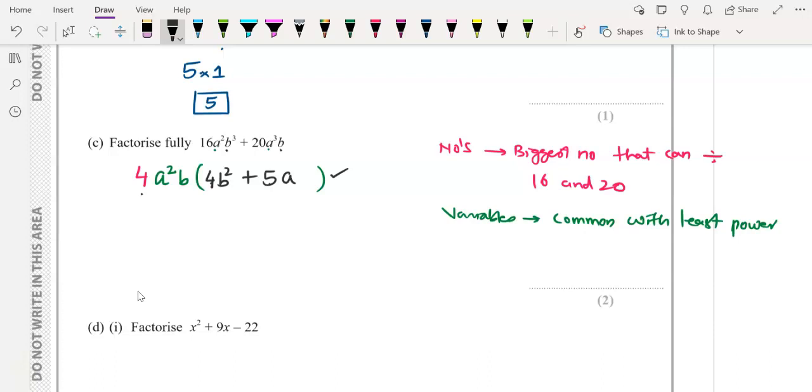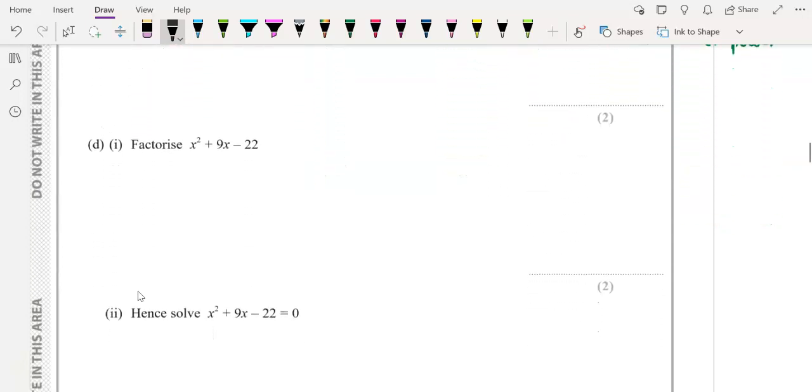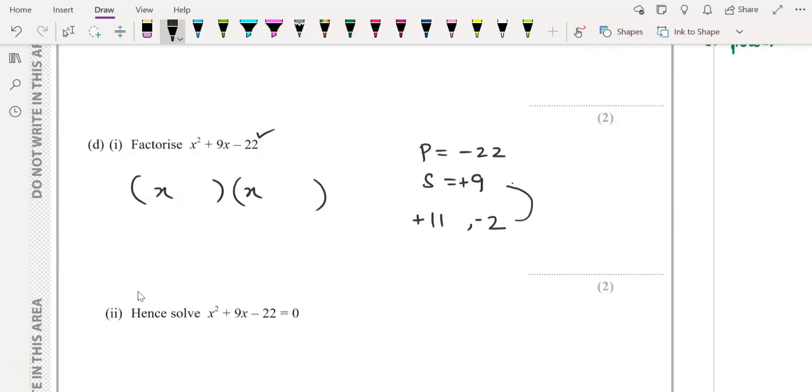Now, moving to part D. Question says factorize x square plus 9x minus 22. So you need to find the factors in such a way that when you multiply the two factors, you get negative 22, and when you add them, you get 9. So factors of 22 that give me 9 are 11 and 2. You want plus 9, so the big number will be plus and the small minus. So 11 minus 2 gives me 9, and 11 times minus 2 gives me minus 22. So you can simply fill up the factors. Your factored form will be x plus 11 and x minus 2.